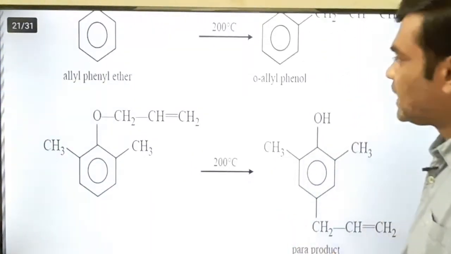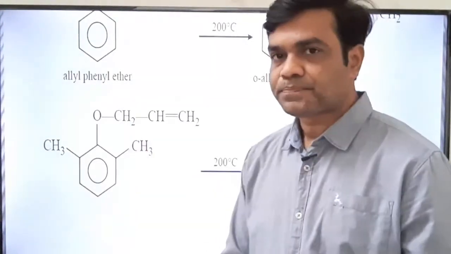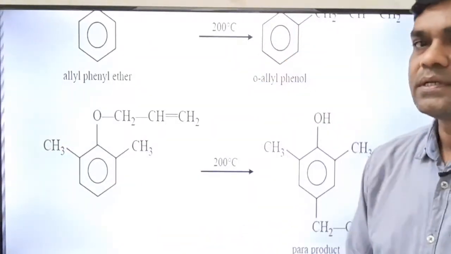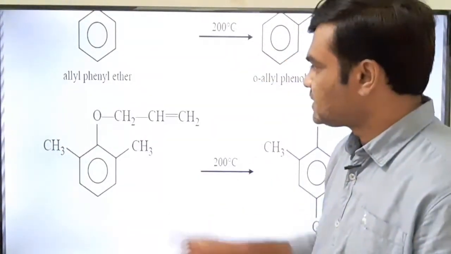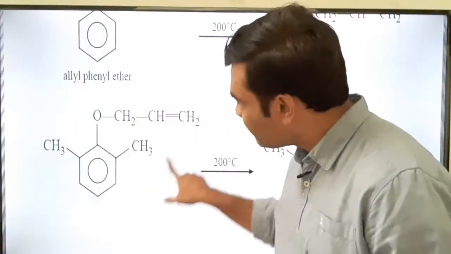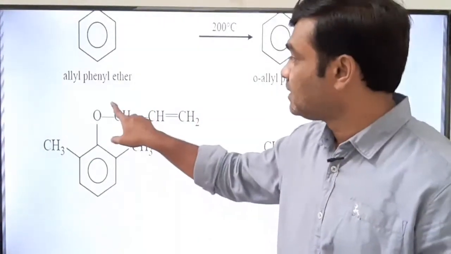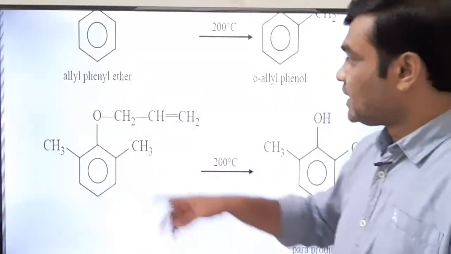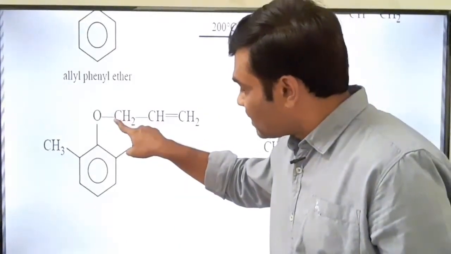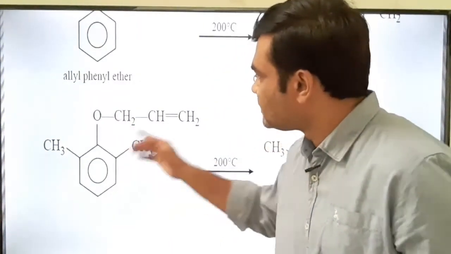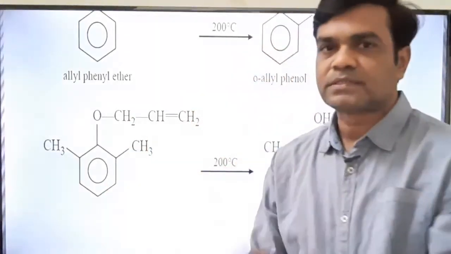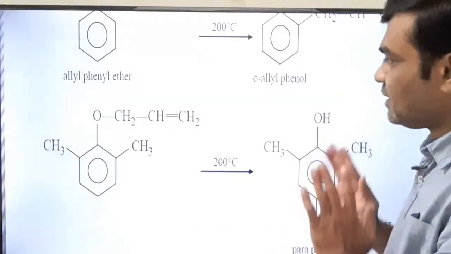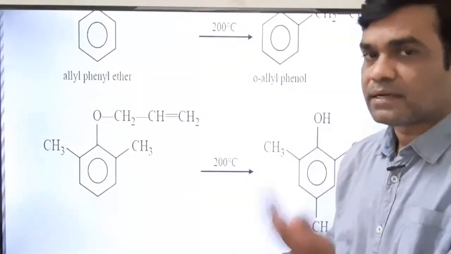When the ortho position is blocked, see in this example, already the ortho positions are blocked. Which group is there on the ortho position? Methyl group. In that case, this allyl group migrates to the para position with retention of configuration. It means this carbon is linked to this carbon, this group is shifted here. Obviously, there is a mechanism. We are not going to cover it here. Just see the reaction and remember the inversion and retention of configuration.